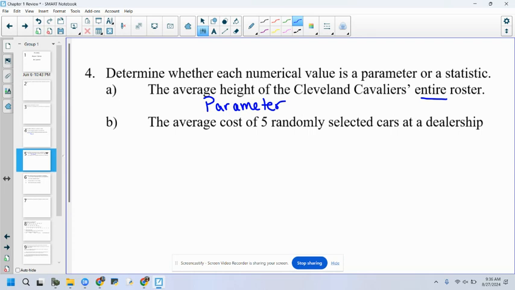The average cost of 5 randomly selected cars at a dealership. That is a sample. That is a statistic. When I use terminology that says all or entire or every one of them, that is a parameter. That is a population. When I sample from it, that is a statistic. Questions on 4?